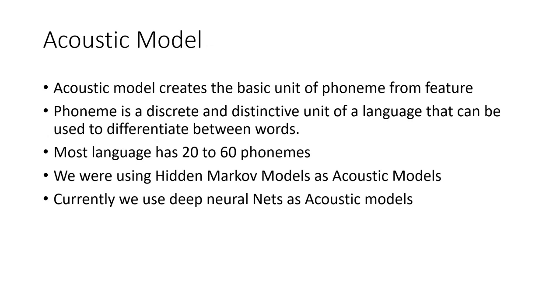Before that, I'm just telling you some idea about the acoustic model as well. The acoustic model creates the basic unit of phoneme from features. You may be familiar with phonemes. A phoneme is a discrete and distinctive unit of language that can be used to differentiate between words. Most languages have 20 to 60 phonemes. We used hidden Markov models, HMMs, as acoustic models. Currently, we use deep neural nets as acoustic models, most probably RNNs, recurrent neural networks.